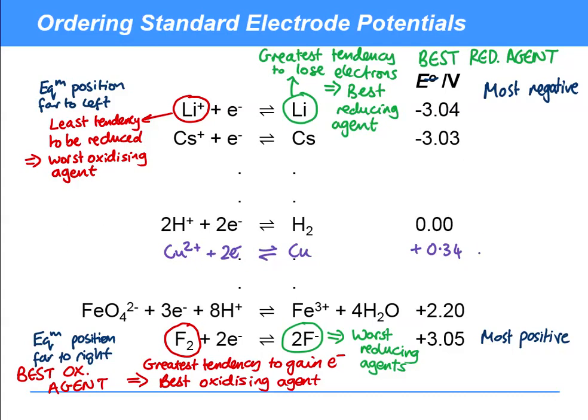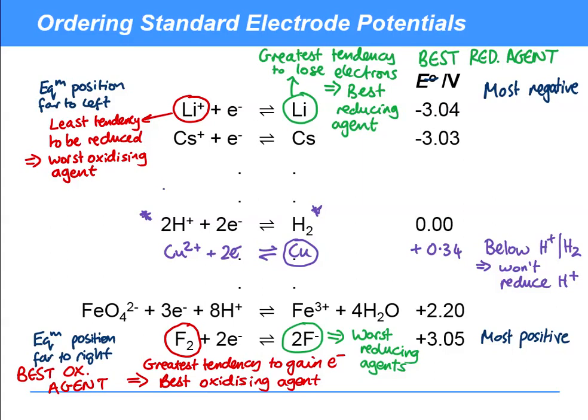So if it's below the H+, H2 redox equilibrium, that means we won't reduce. So copper won't reduce H+ to form H2. What that means is that copper won't react with acids to liberate hydrogen, because it's below it in the electrochemical series.